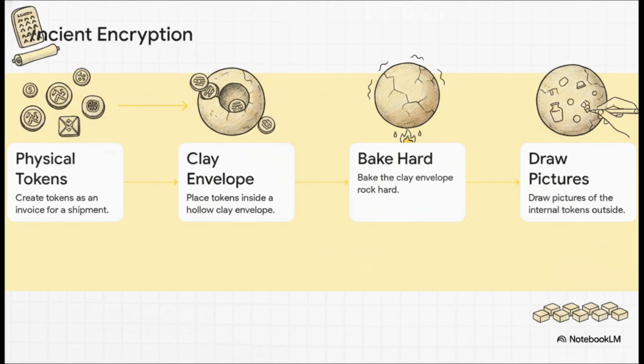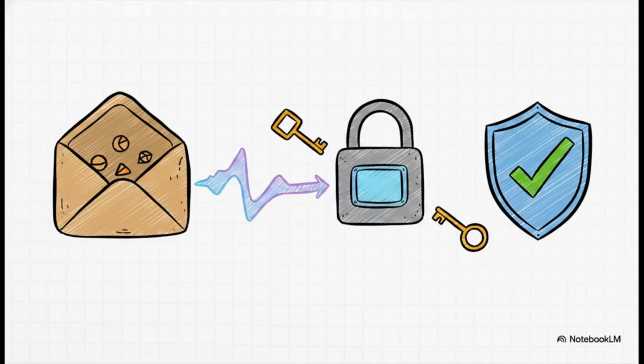If you wanted to securely ship goods, you created physical tokens representing the invoice. You'd place them inside a hollow clay envelope, bake it rock hard, and draw pictures of the contents on the outside. The recipient could break it open to verify exactly what was inside, guaranteeing the shipper didn't steal anything along the way. And this brilliantly illustrates how those ancient clay envelopes were essentially the world's very first public and private keys. They allowed the receiver to authenticate the sender, confirm the origin, and mathematically guarantee the contents hadn't been tampered with.